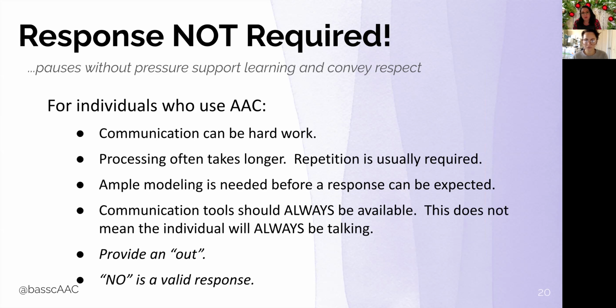Another point to keep in mind is that processing often takes longer. We know this. We talked about last time, whenever we talked about time, how many seconds it can sometimes take for a child to process through what was said, what they want their response to be, and then to be able to motor program and get that response out in whatever way they're accessing communication. It takes a while. And then to remember that repetition is usually required.